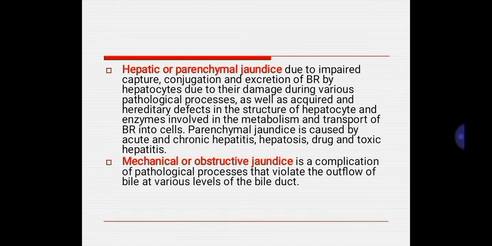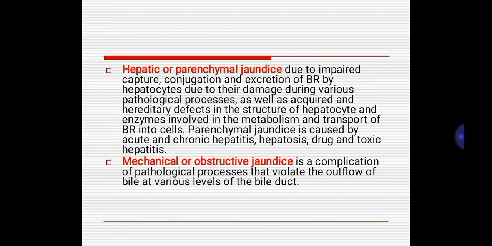Then hepatic or parenchymal jaundice, that is due to impaired capture, conjugation and excretion of bilirubin by hepatocytes due to damage during various pathological processes, as well as acquired and hereditary defects in the structure of hepatocytes and enzymes involved in metabolism and transport of bilirubin into the cell. Parenchymal jaundice is caused by acute or chronic hepatitis, drug and toxic hepatitis.